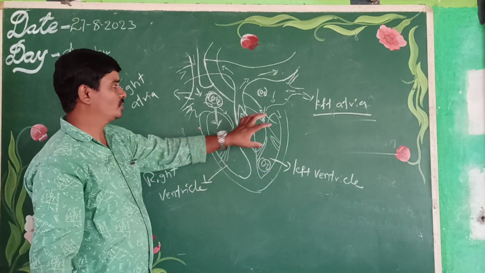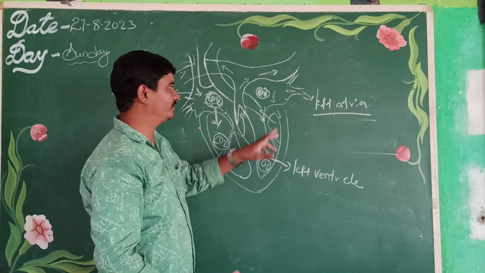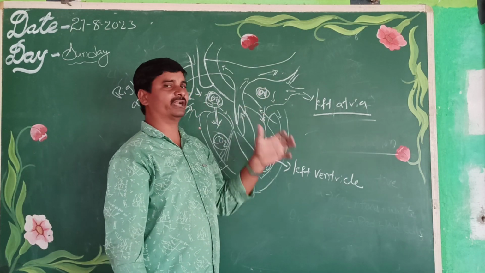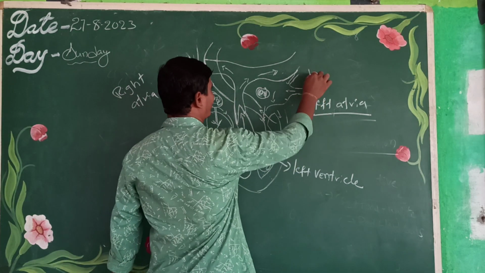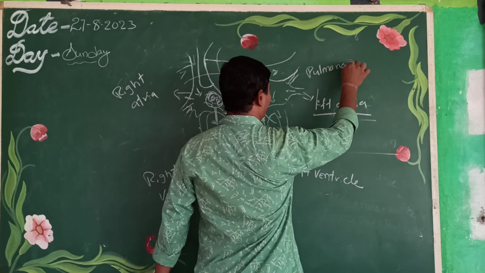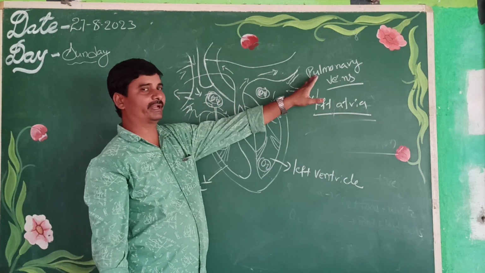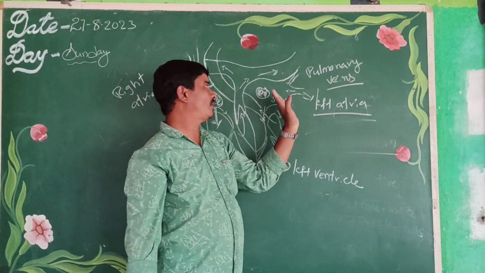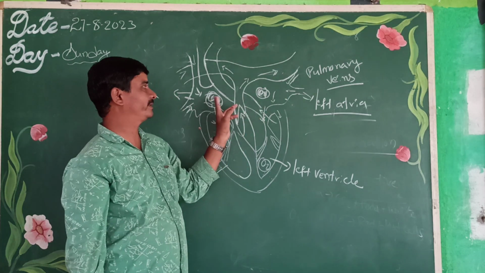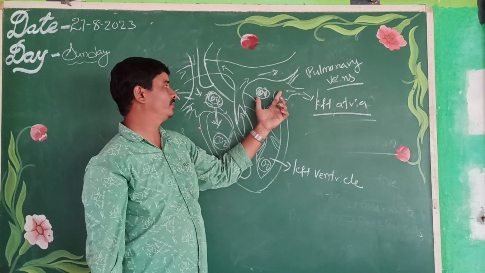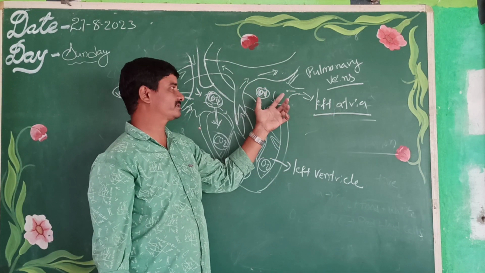Four chambers. Here the left atrium is filled with oxygenated blood. Which blood vessels bring oxygenated blood from the lungs to the heart? Pulmonary veins. Pulmonary veins bring oxygenated blood from the lungs to the heart. Children, here the left side and right side pulmonary veins are there. Both open into the left atrium. So the left atrium is filled with oxygenated blood.